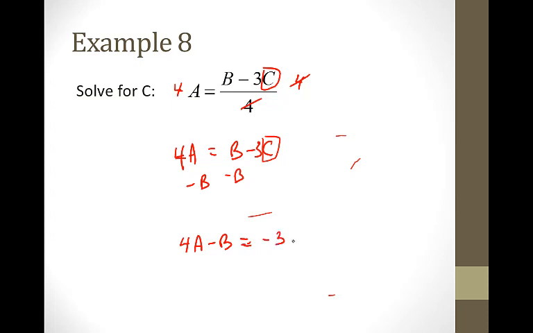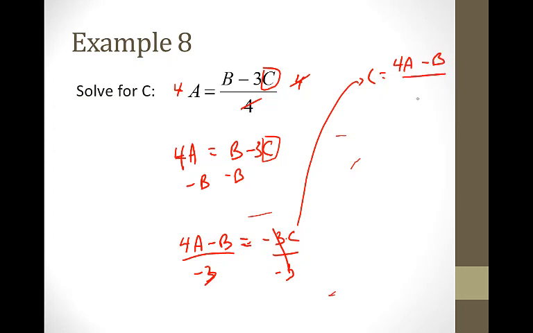All right, one step away. To solve for c, I've got to move this minus 3, and it's connected through multiplication. I undo multiplication with, you got it, division. So let me put the answer up here. Let's cancel. So I have c equals 4a minus b all over a negative 3. Now this answer is perfectly fine in my book.